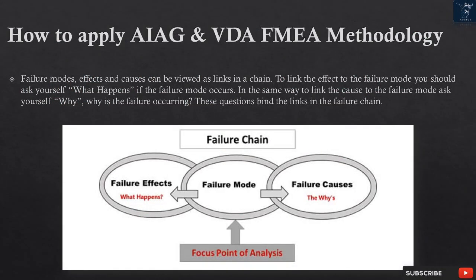Failure modes, effects, and causes can be viewed as links in a chain. To link the effect to the failure mode, you should ask yourself what happens if the failure mode occurs. In the same way, to link the cause to the failure mode, ask yourself why. Why is the failure occurring? These questions bind the links in the failure chain.